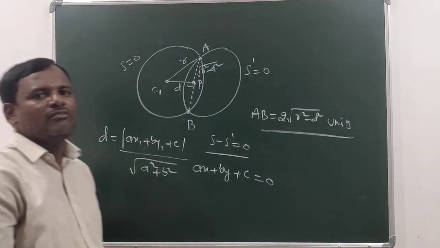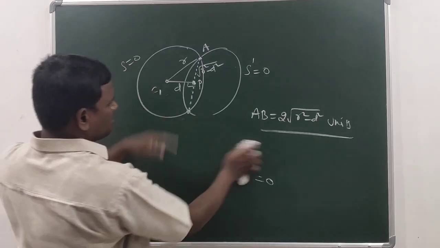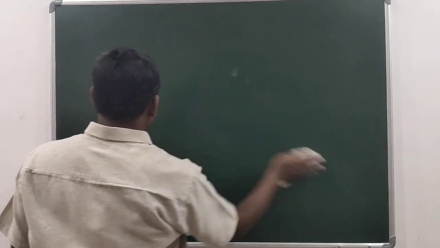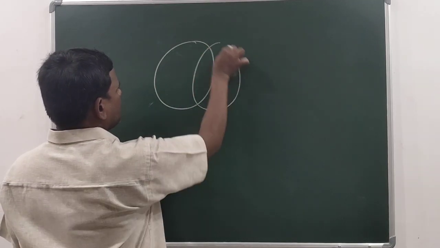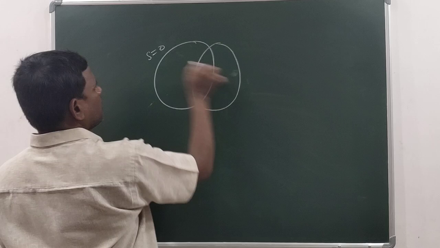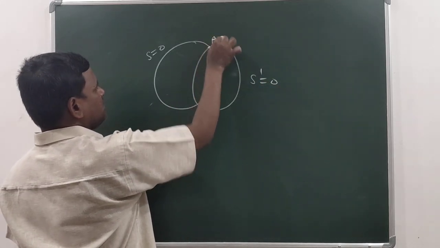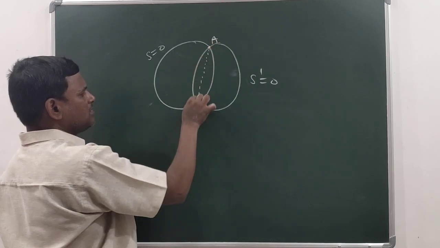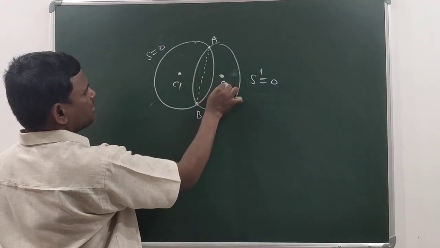But here we have one direct formula to find the length of this common chord. So that formula I am going to give you. See students. This is S equal to 0 and this is S dash equal to 0. So the points of intersection are A and B. Now we have to find this AB length. So identify the center C1, identify the center C2.